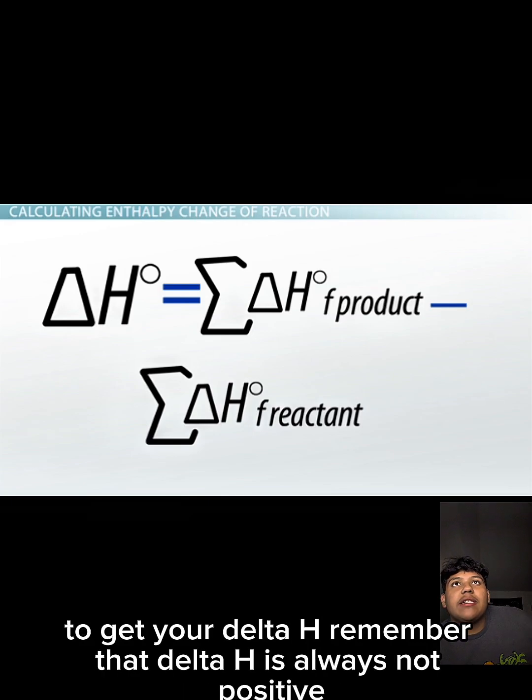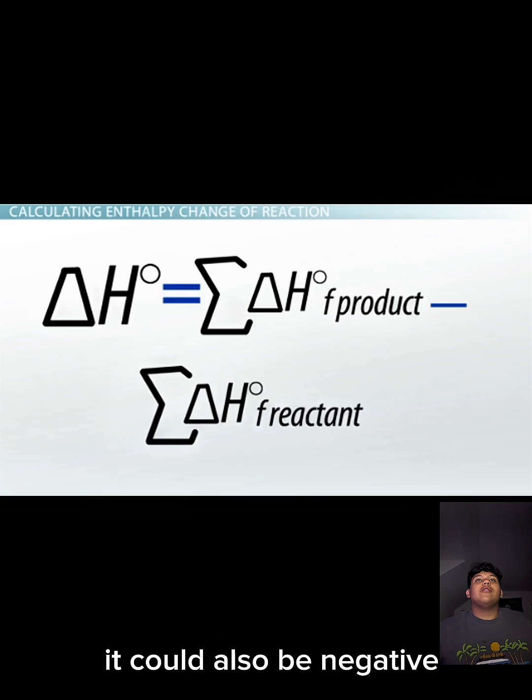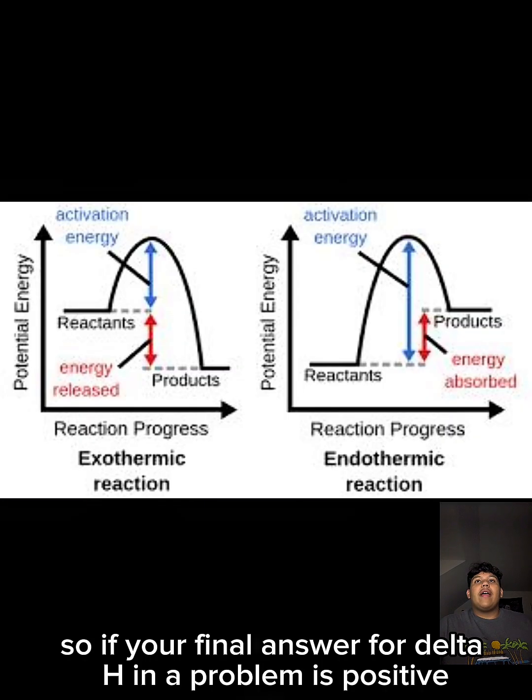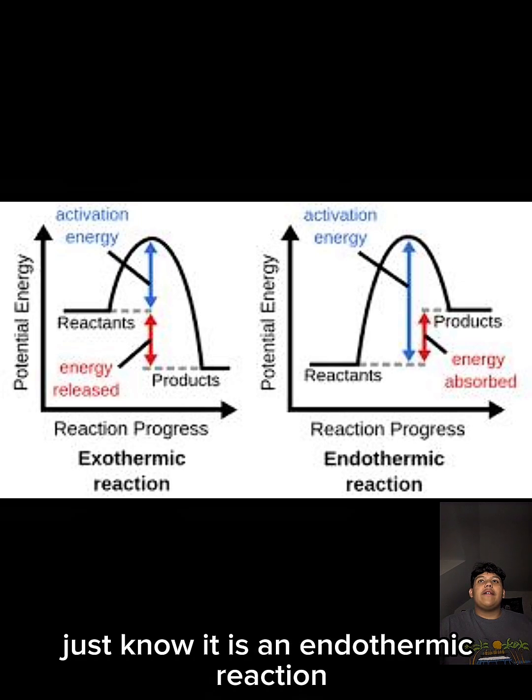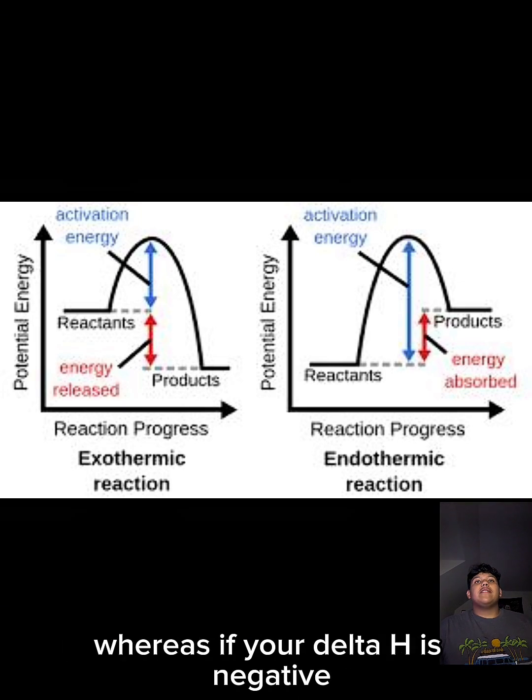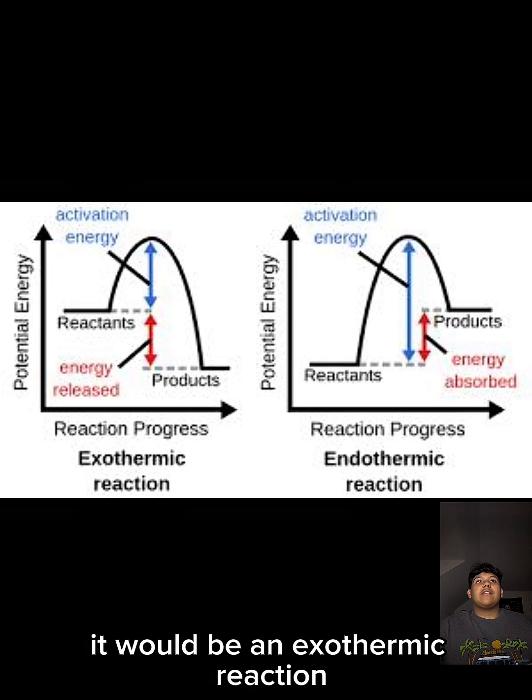Remember that delta H is not always positive. It could also be negative. So if your final answer for delta H in a problem is positive, just know it is an endothermic reaction, whereas if your delta H is negative, it would be an exothermic reaction.